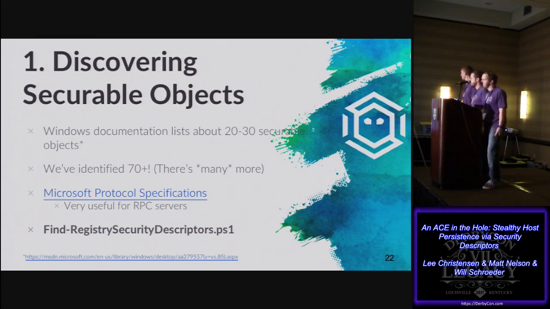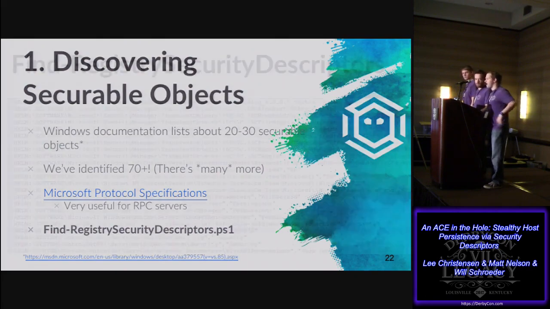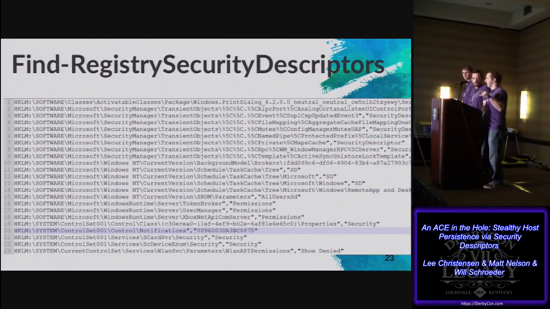Another good source that we used to identify different object types is the Microsoft protocol specifications. That defines all the different protocols Windows uses, and to secure those protocols, Windows uses security descriptors to lock down access to them. Different protocols are like the Service Control Manager and Remote Registry, and those are just a few examples.